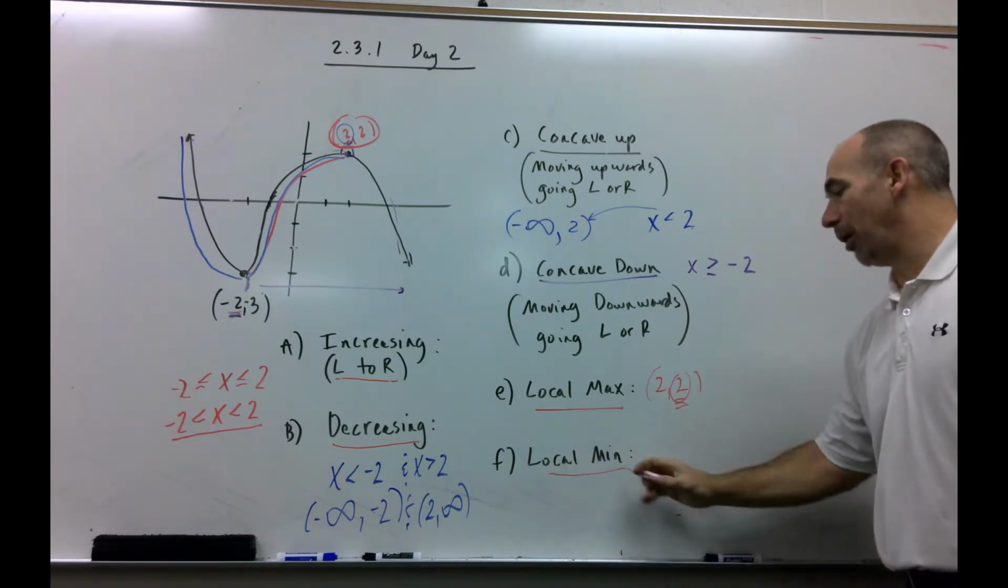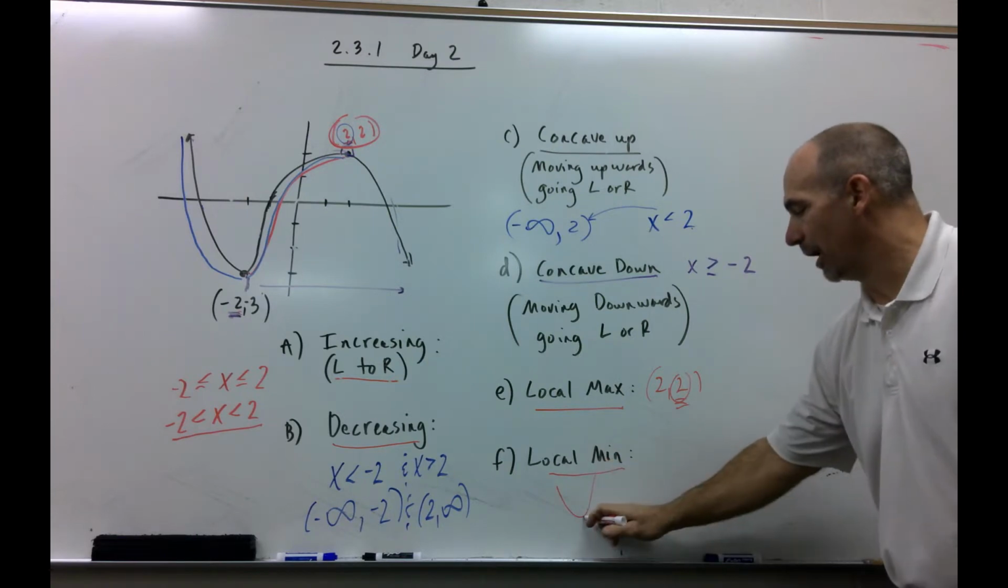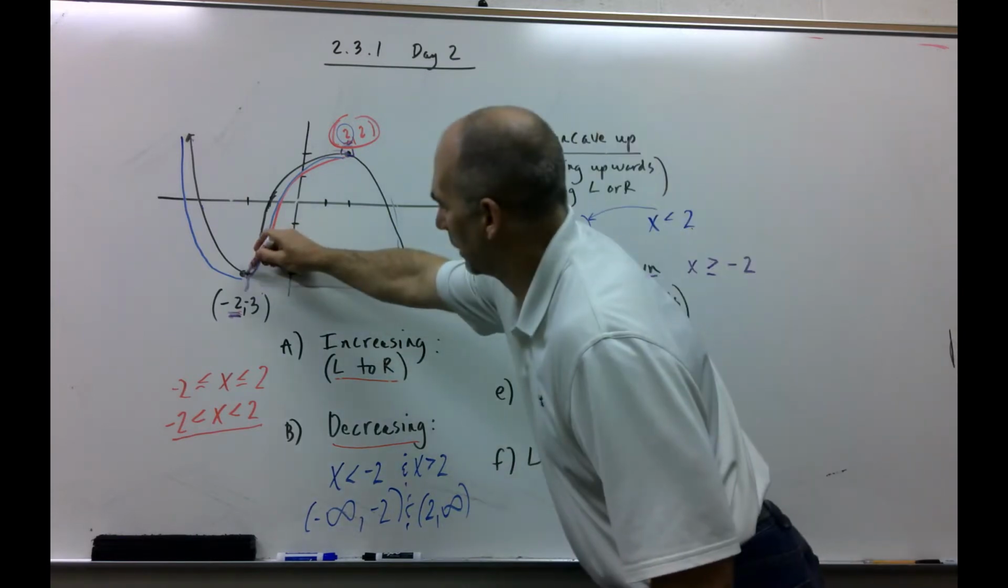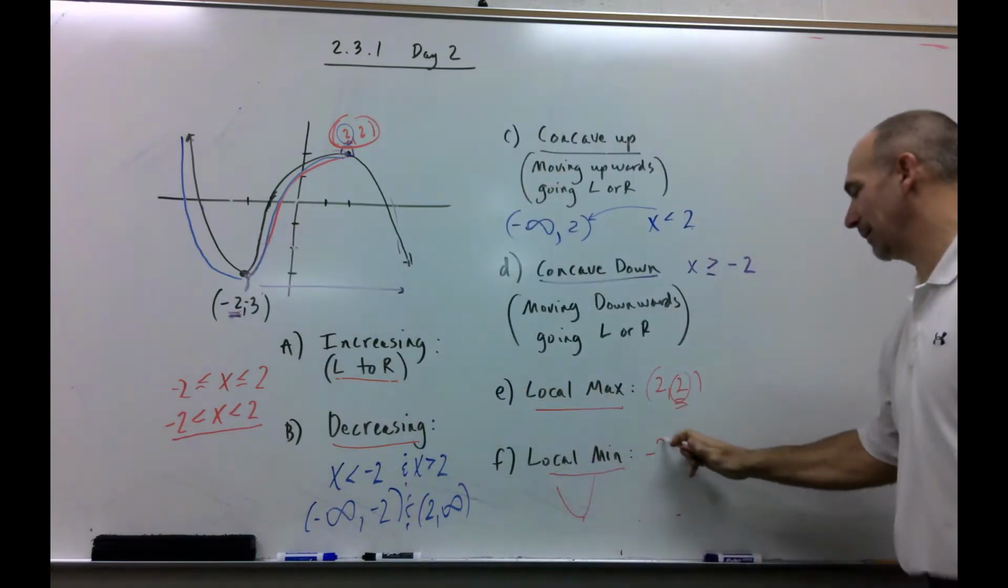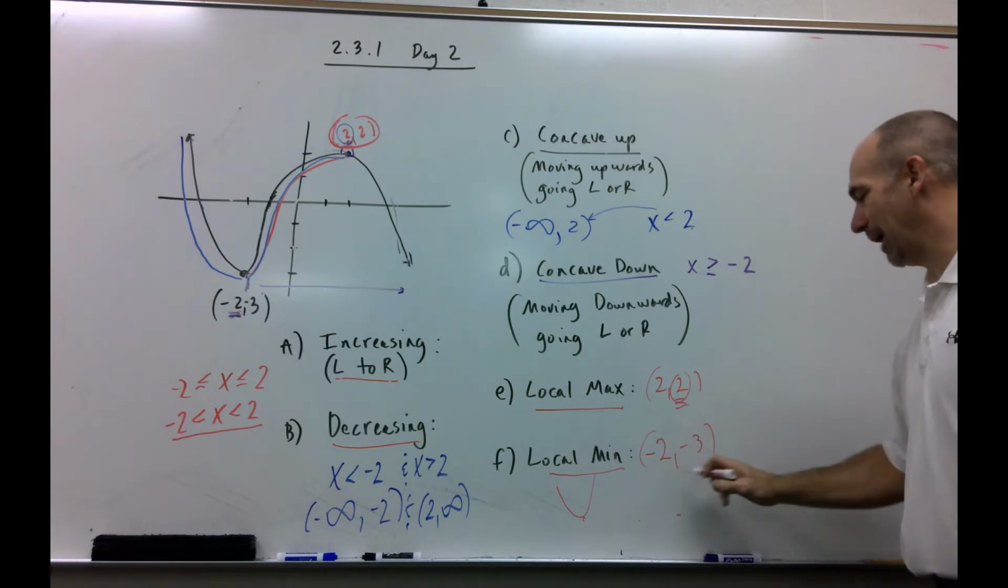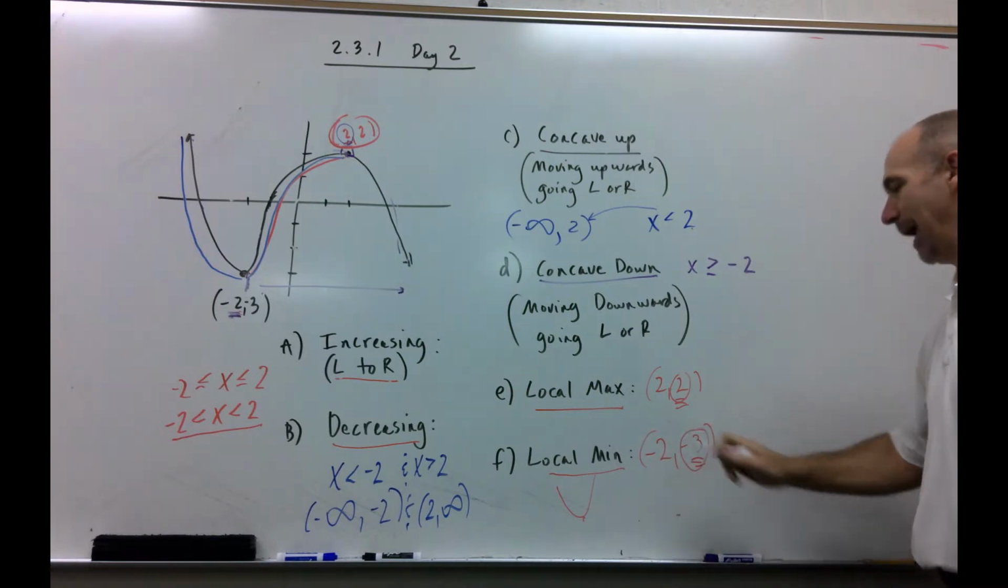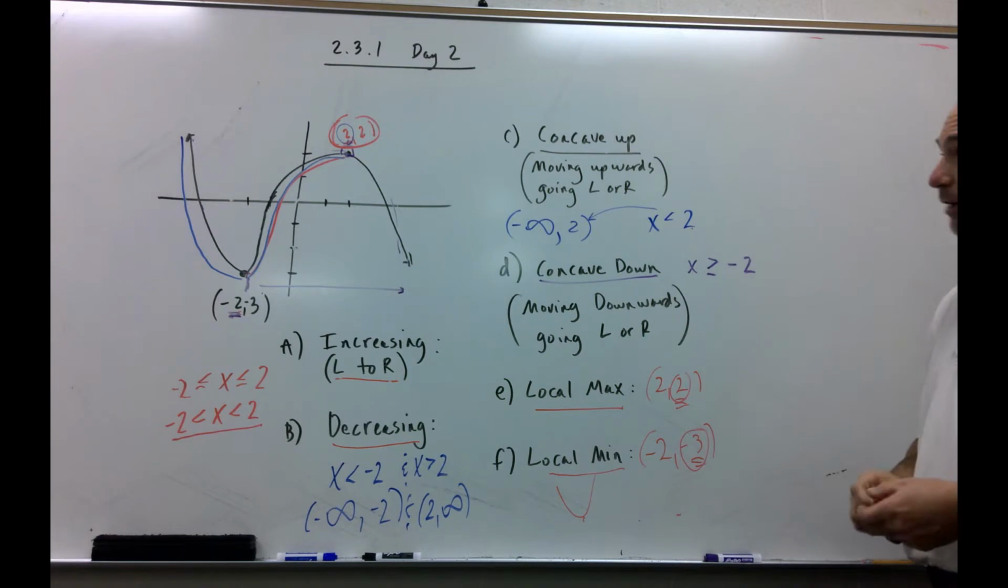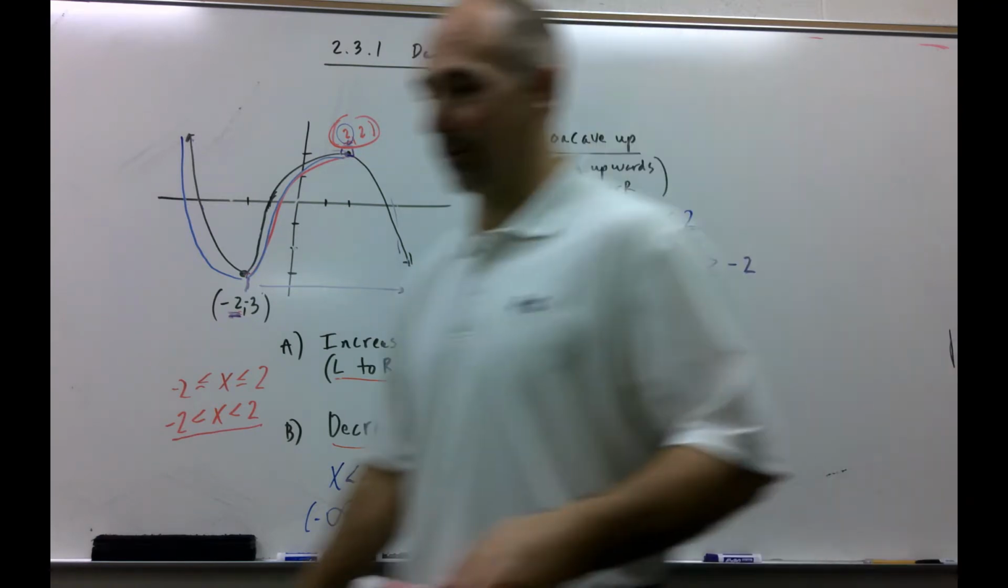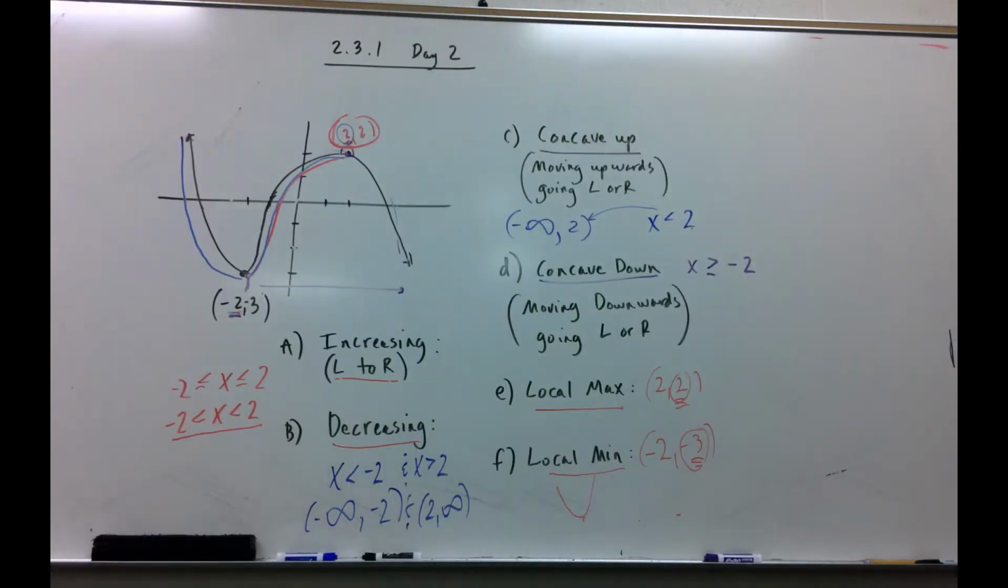Local minimum is where it goes down and comes up. So where does that happen? Right here. So that'd be (-2, -3), emphasizing this as your actual minimum value, because that's my y value. All right, a lot of new vocab, but I don't think it's outrageous.